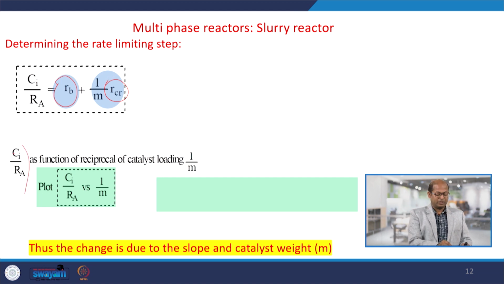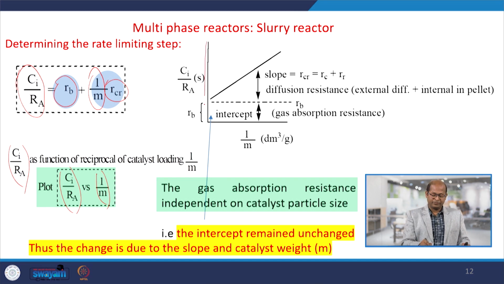So if for any reaction we know these components, and 1 by m, where m is the mass of the catalyst per volume of the solution that was used for that particular reaction, then if we plot Ci by Ra against 1 by m, the graph would be like this. Okay, so here Ci by Ra against 1 by m we are plotting. The line would be like this. Here this part is the intercept and this part is the slope.